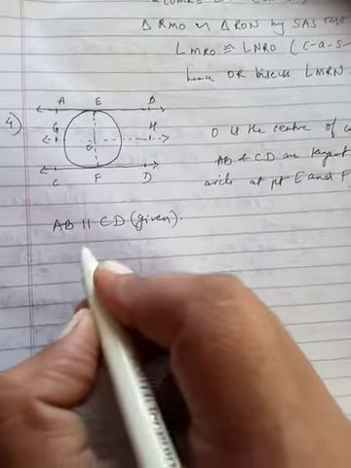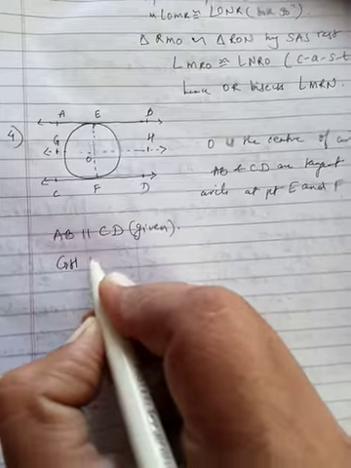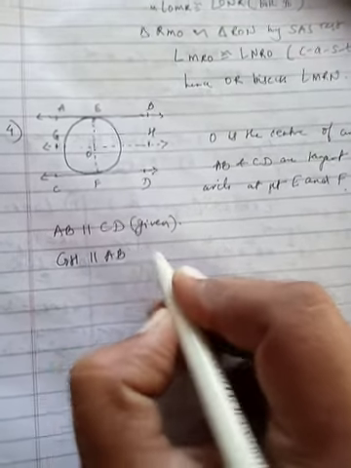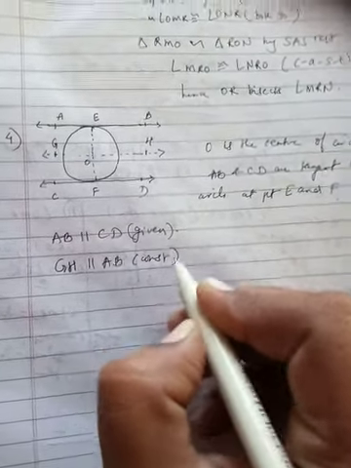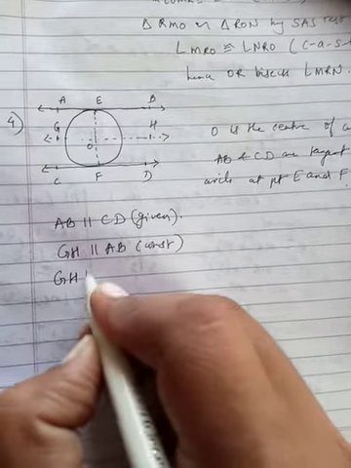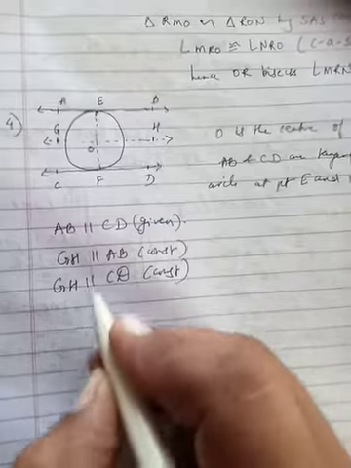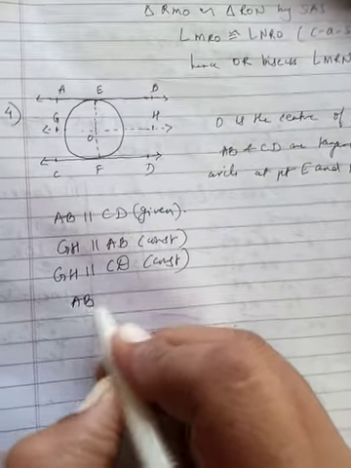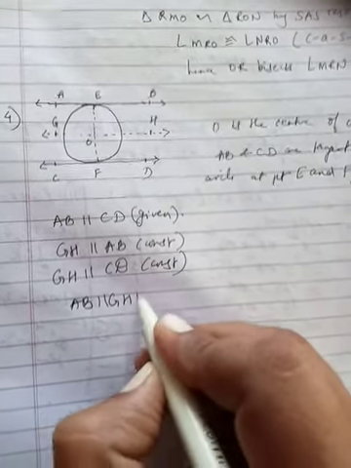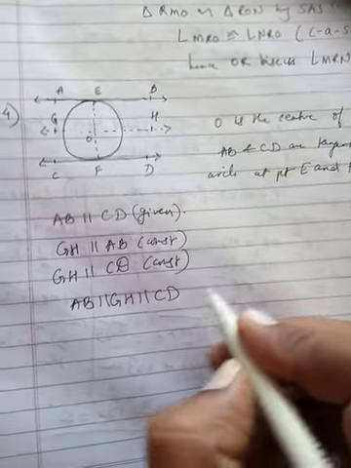Then GH is parallel to AB. This we had constructed, and GH is also parallel to CD. This also we constructed. So now you can write AB is parallel to GH, which is also parallel to CD.